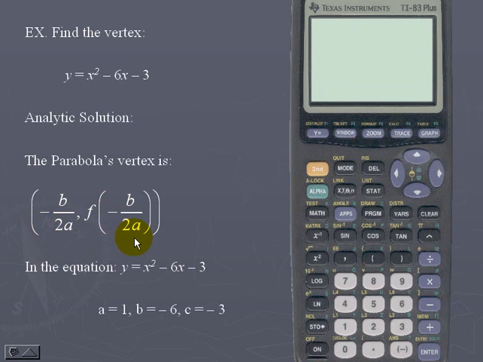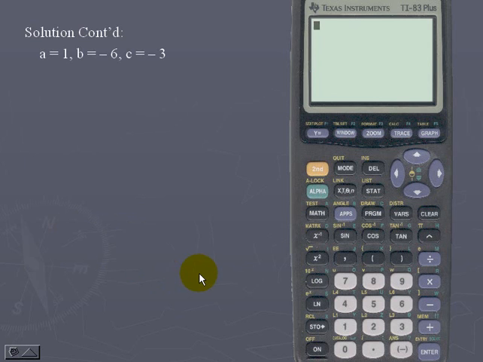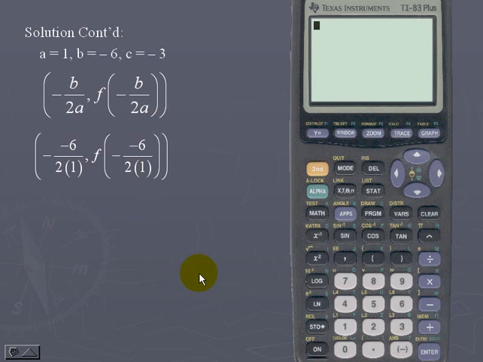In our equation, a, which is the coefficient or the number part of the squared term, is 1. B, which is the coefficient or the number part of the first degree term, is negative 6. And c, which is our constant, is negative 3. And the solution continued. If we substitute the numbers into our formula, we see that the vertex simplifies down to 3 for the x-coordinate and f of 3 for the y-coordinate.